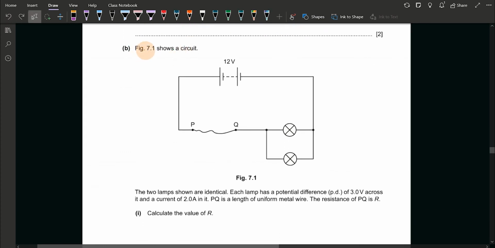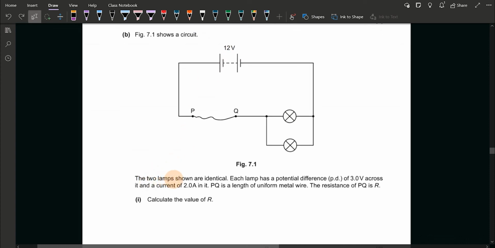Part B says figure 7.1 shows a circuit, and we have a battery which has 12 volts of PD. The two lamps shown are identical. Each lamp has a potential difference of 3.0 volts across it and a current of this. A length of uniform metal wire. The resistance of PQ is R. And we know the current is 2.0 ampere, and each of the lamps has 3.0 potential difference.